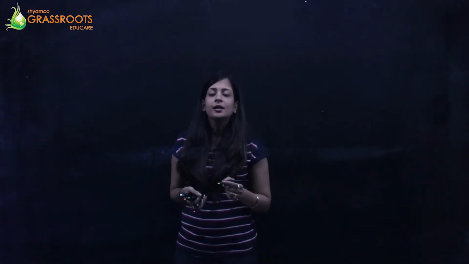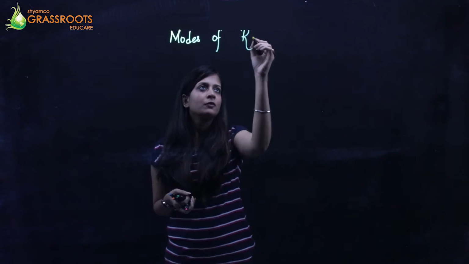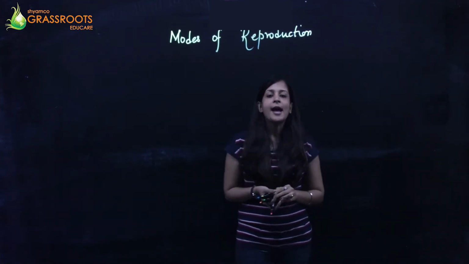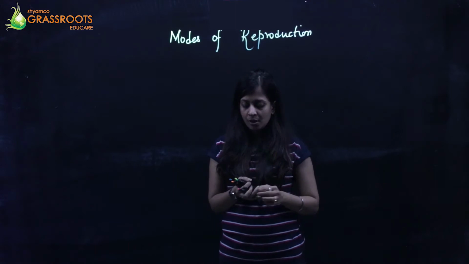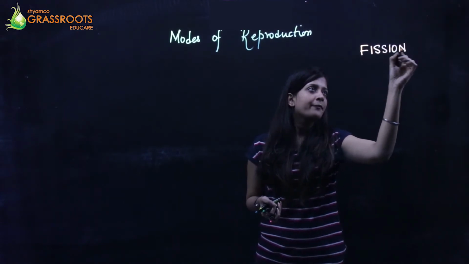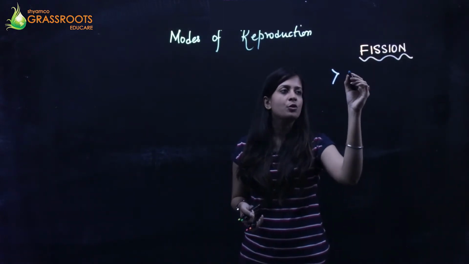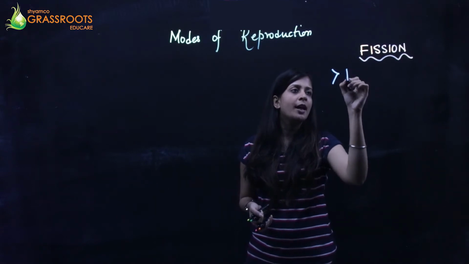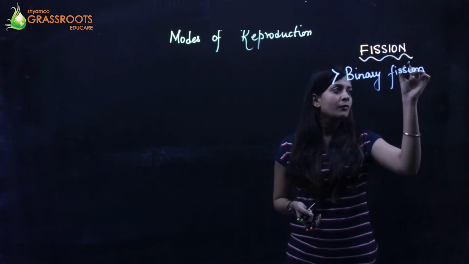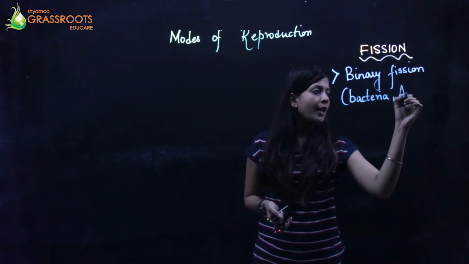So now we will be seeing what the various modes of reproduction are. The first one which we will be studying, which is very common in bacteria and in other protozoans, is known as fission. In most cases of bacteria and in amoeba, which is a protozoan, they divide with the help of binary fission. So this is very common in bacteria and in amoeba.